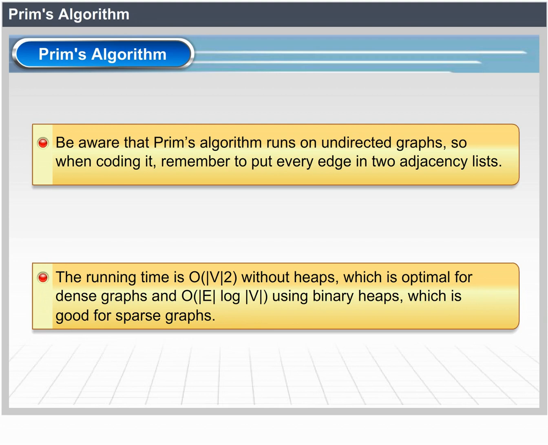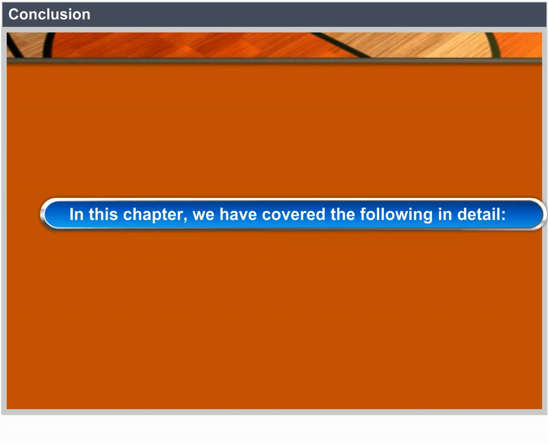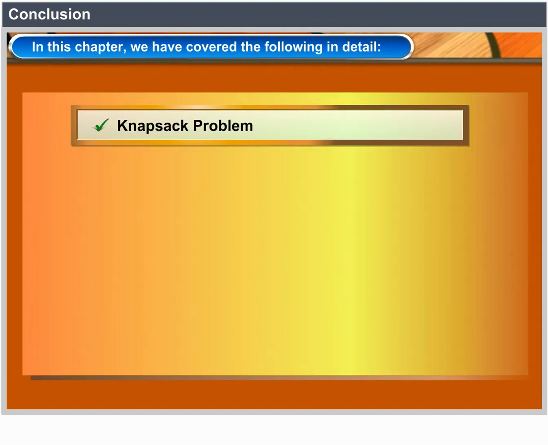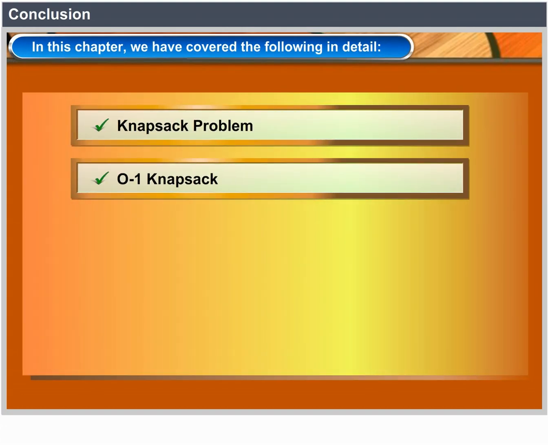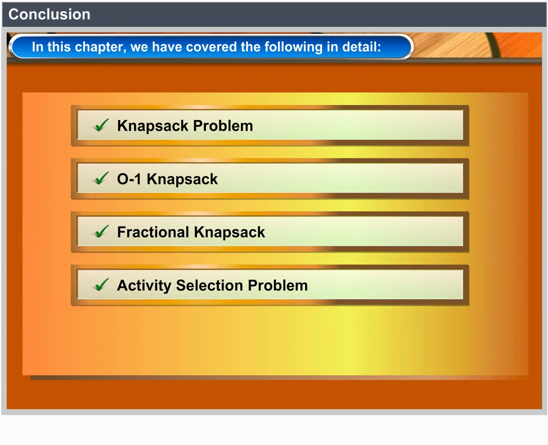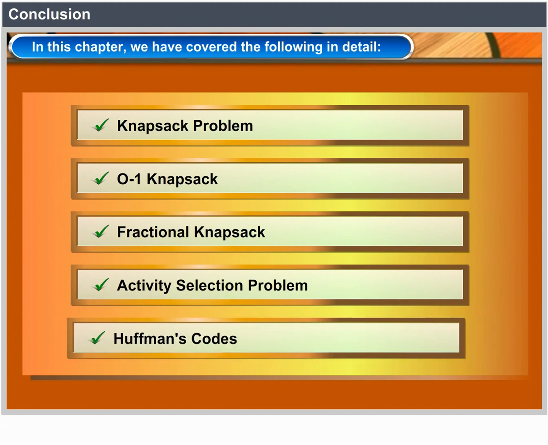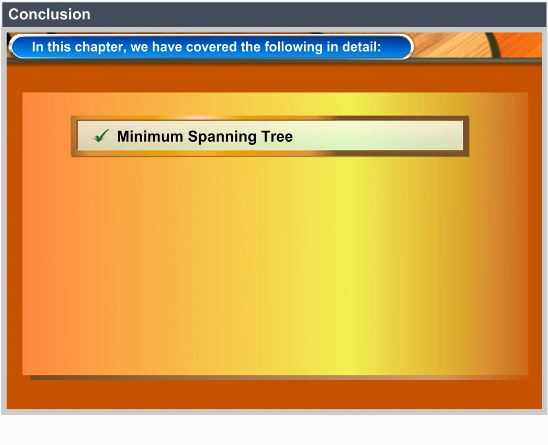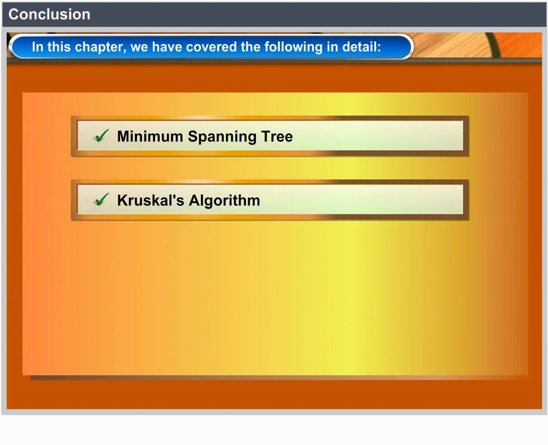Conclusion. In this chapter, we have covered the following in detail. Knapsack problem, 0/1 knapsack problem, fractional knapsack problem, activity selection problem, Huffman's codes, minimum spanning tree algorithm, Kruskal's algorithm, Prim's algorithm, Dijkstra's algorithm.